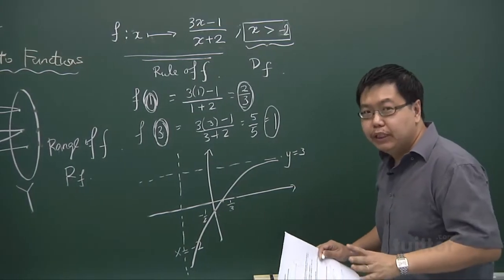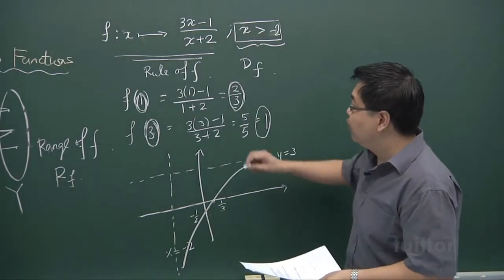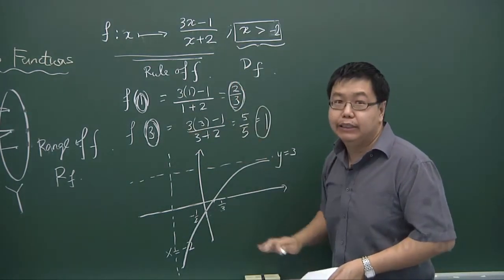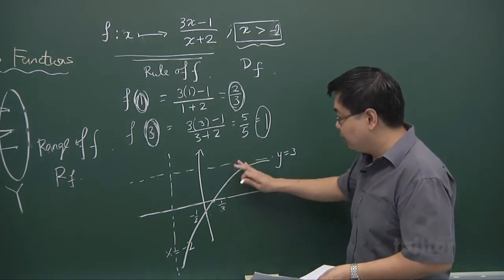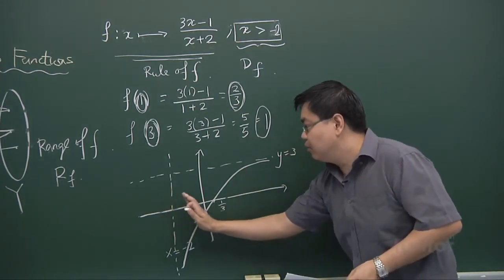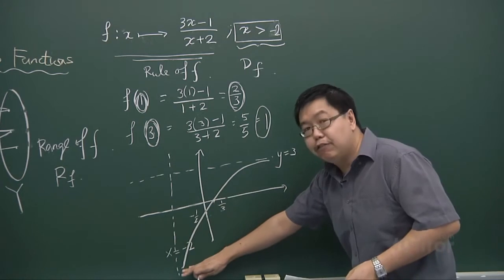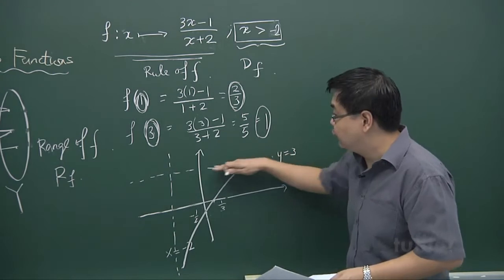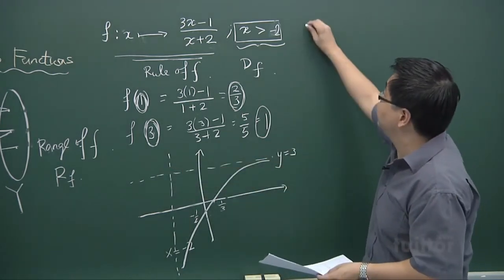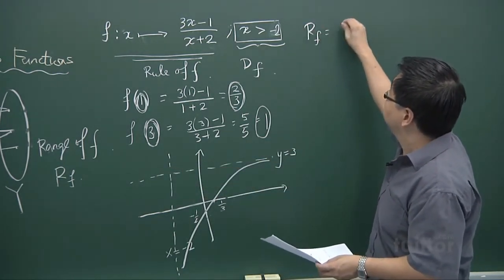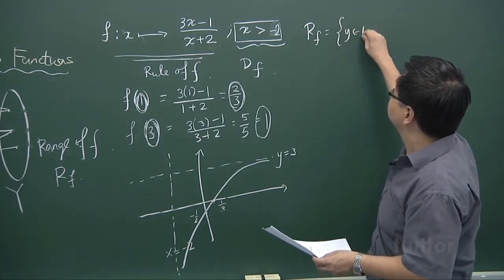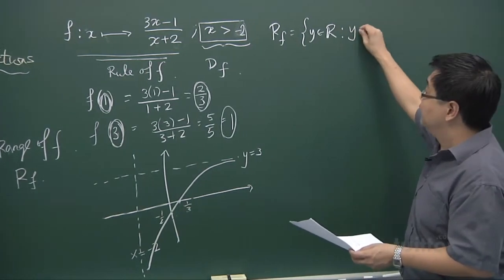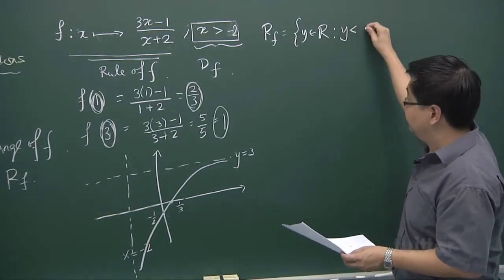Remember I mentioned to you, the range of a function are all those y values, based on the x values that are defined on it. So based on the x values from x between -2 onwards, the y values will start from -infinity all the way to 3, excluding 3. So we will write our range of the function as all those y values, they are real numbers such that y is less than 3.